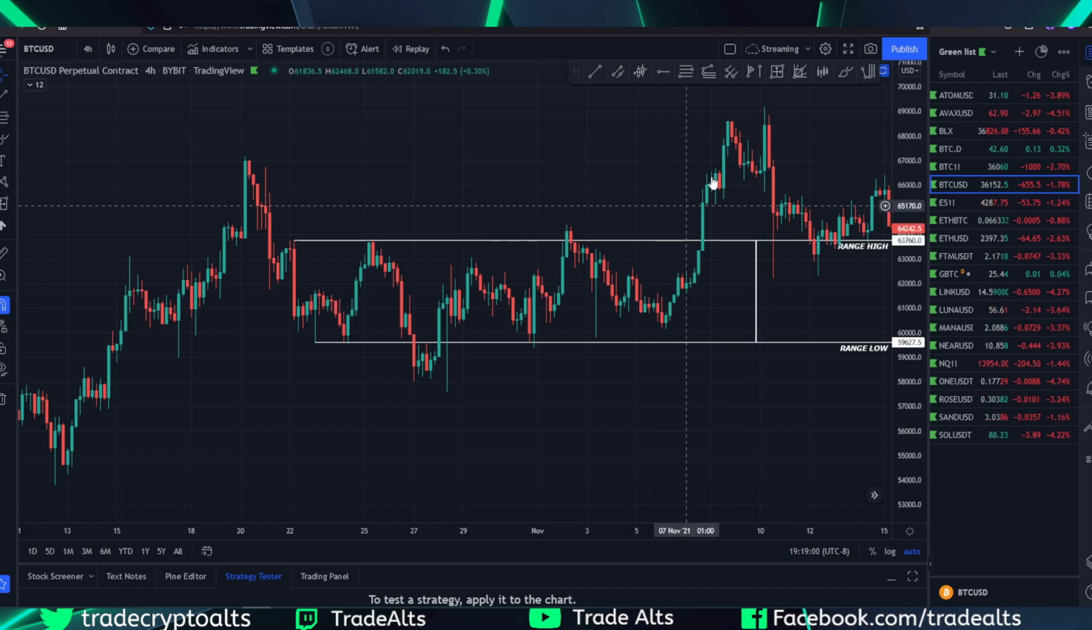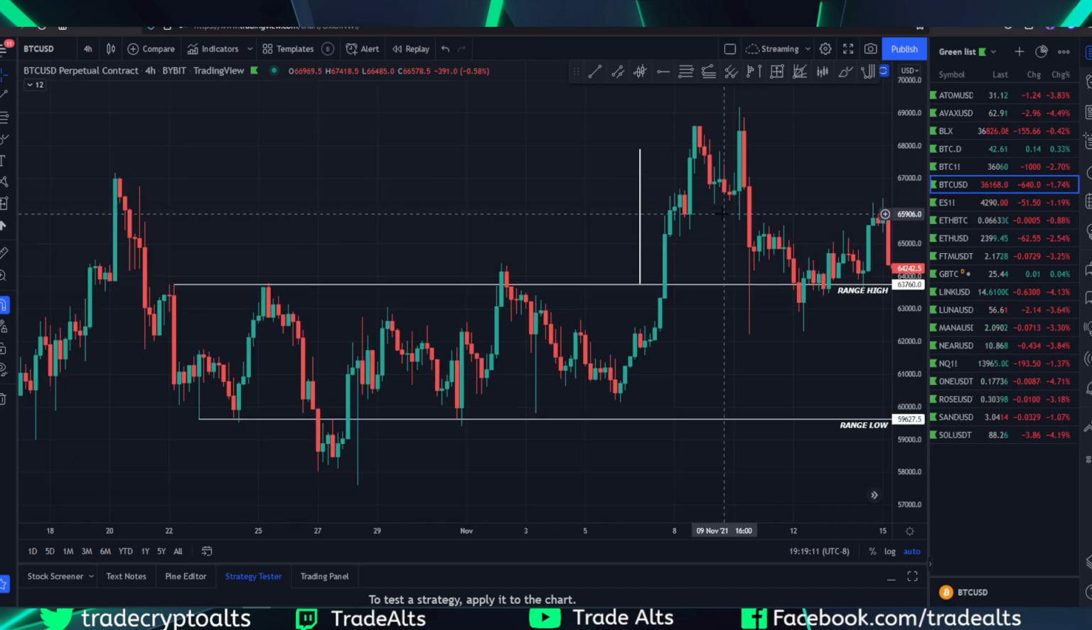So this broke to the upside. I'm going to take this. Again, you saw how I did it, range low to range high or vice versa. It doesn't really matter, but you get the point. Again, nice measured move up to the top.